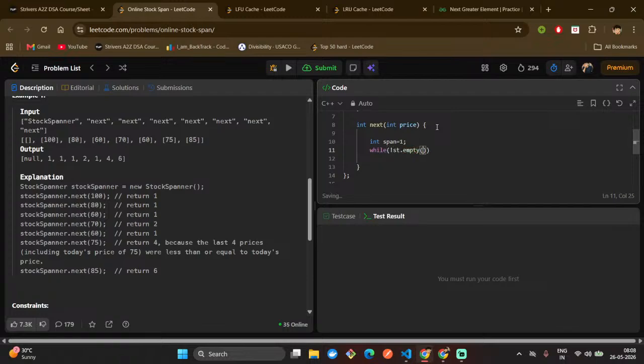while the stack is not empty and the top's price is less than or equal to the price, span plus equals stack top second. Now that's the push. Push price and span, and return span.